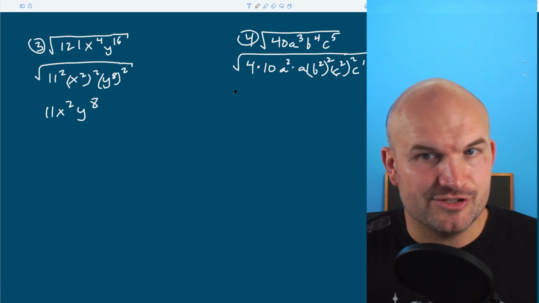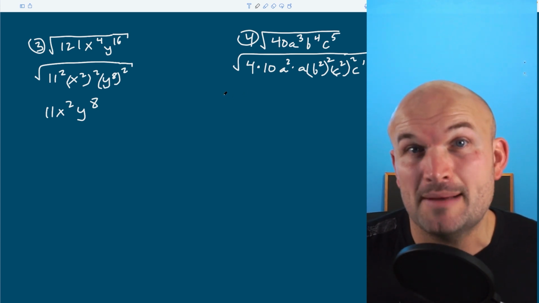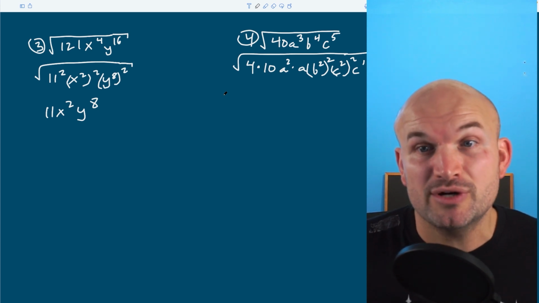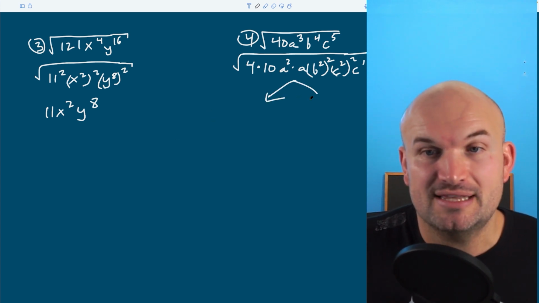Now, another way we can do this is we can also break up our radical rather than breaking it up for each and every term, which sometimes when you're doing a large problem can be a lot of work. We can also separate this into terms we can take the square root of and terms we cannot take the square root of. So if I'm going to do it this way, the way I can do that just looks like this.